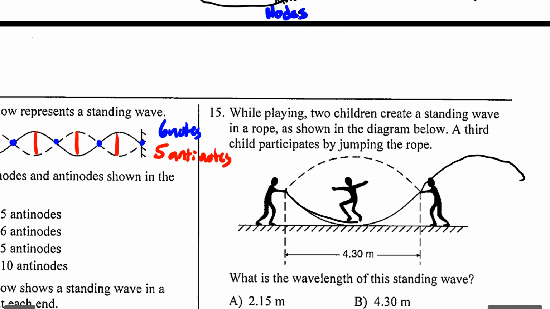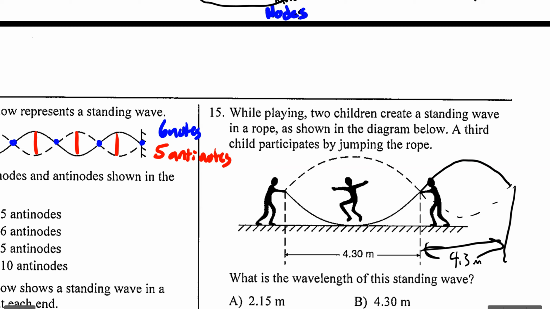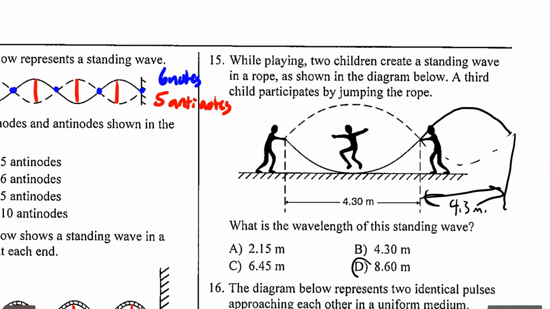Now we have trough, crest. That's a full wavelength. Okay, no, that's ugly. That's a little bit better, not even really. All right, so if this half of wavelength is 4.3 meters, the next part is 4.3 meters. So we have to do 4.3 plus 4.3 to get one full wavelength, and that's how you get 8.6.